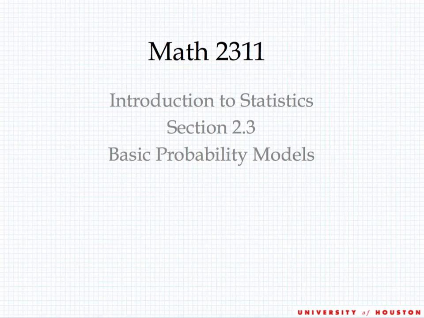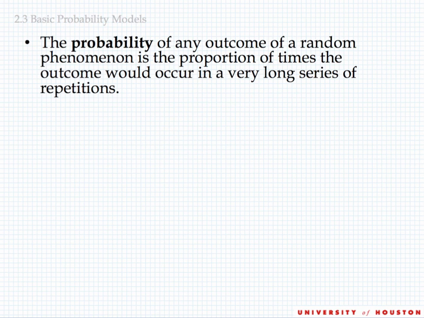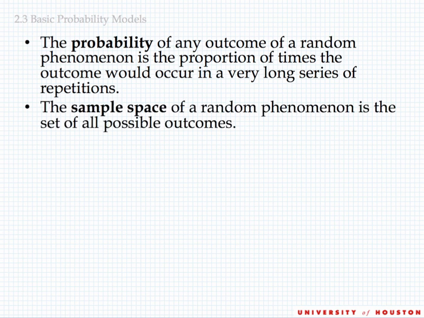Basic probability models. The probability of any outcome of a random phenomena is the proportion of times the outcome would occur in a very long sequence of repetitions.